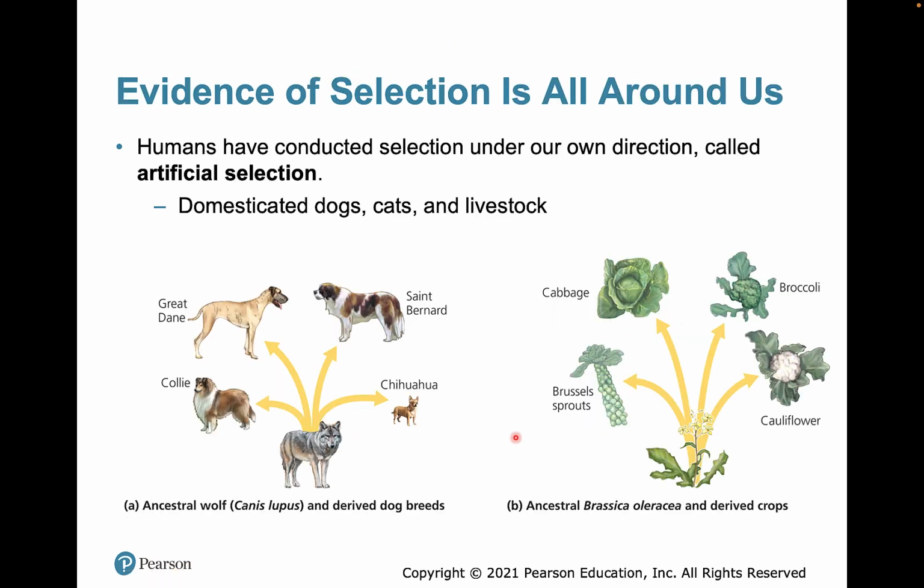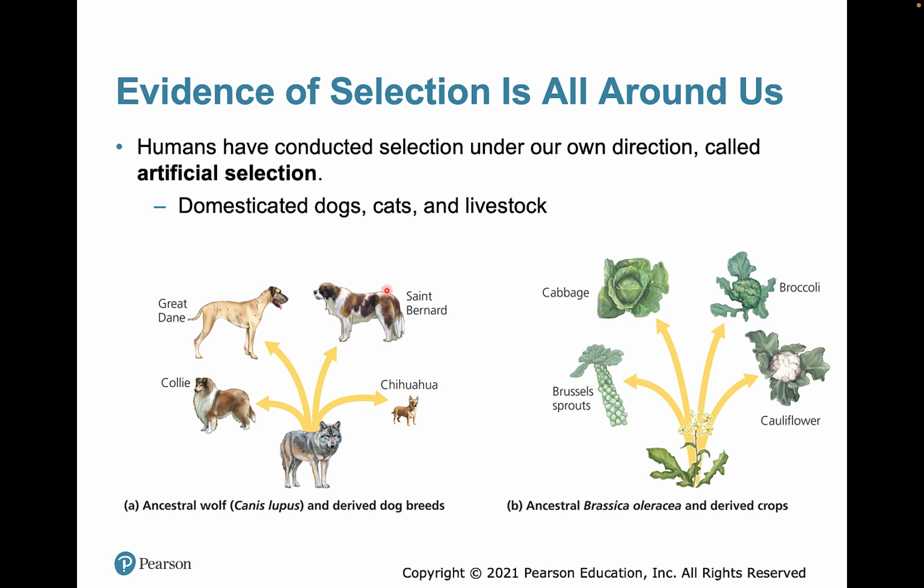We have done something called artificial selection or selective breeding. We've domesticated dogs, cats, and livestock. So if you take the dogs over here, right, Collie, Great Dane, St. Bernard, Chihuahua, they're all the same species, okay? But we have selectively bred dogs like the Chihuahua to be small for whatever reason. We've selectively bred the St. Bernard. We've crossed organisms who have the right coat color, the right fur thickness, the right body mass to be able to go and do what St. Bernards do, okay?